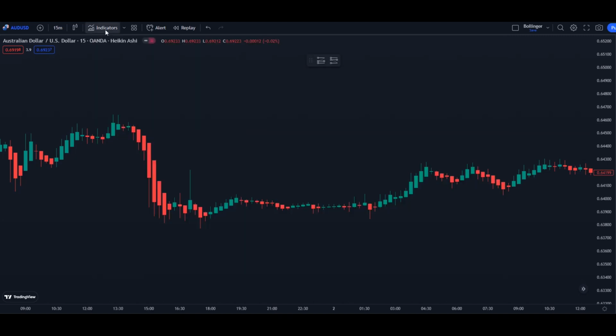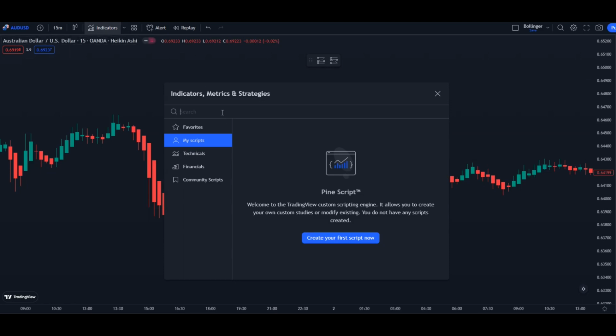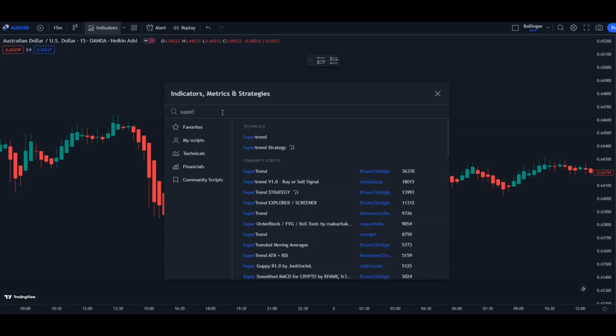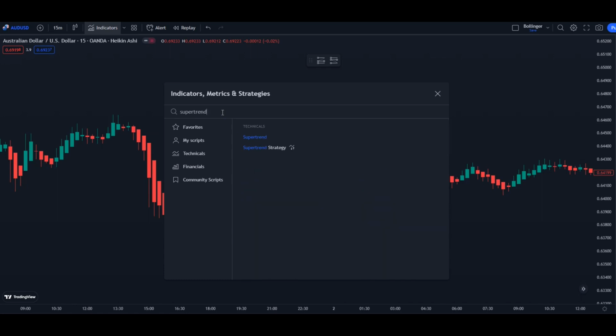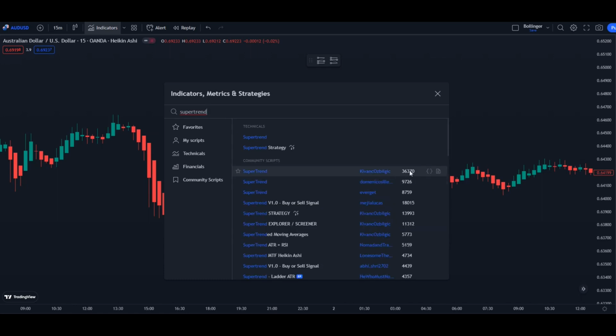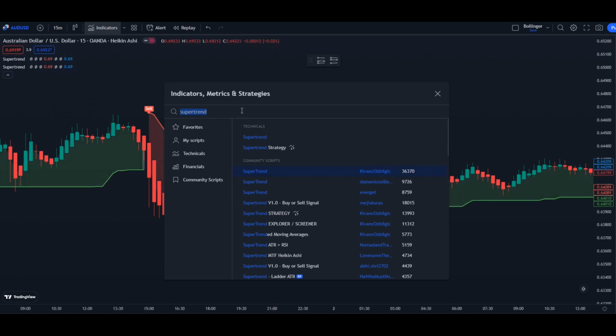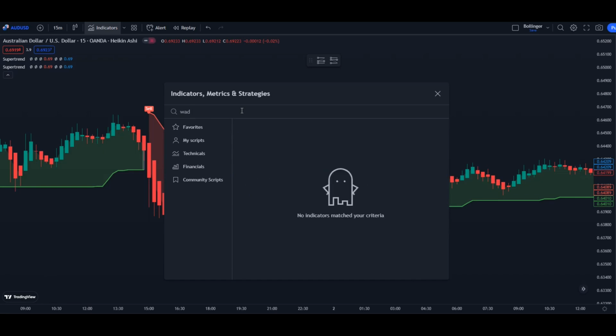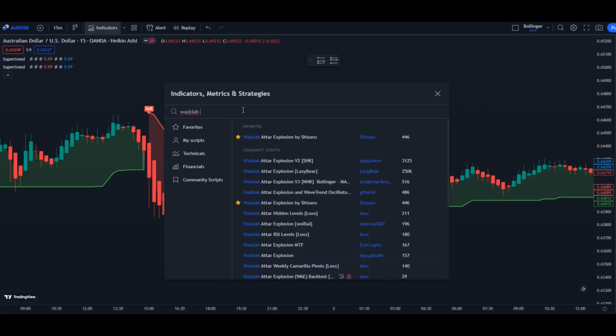So what we're doing is we click on indicator, type in Super Trend, and we are taking this one with the unbelievable 36,000 downloads. Click on it, and we are clicking twice on it because we need it twice in our setup, and we add our lovely Waddah Attar Explosion indicator as well. This one, click on it and add it to your chart.